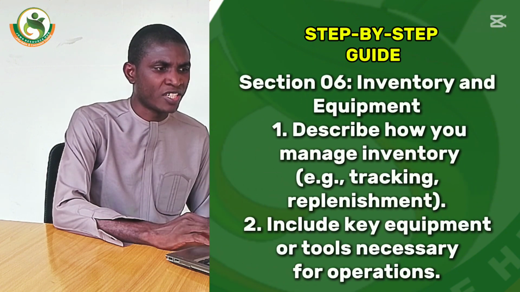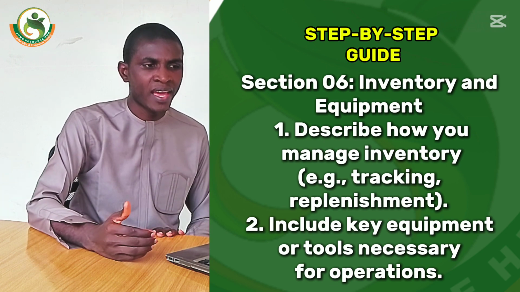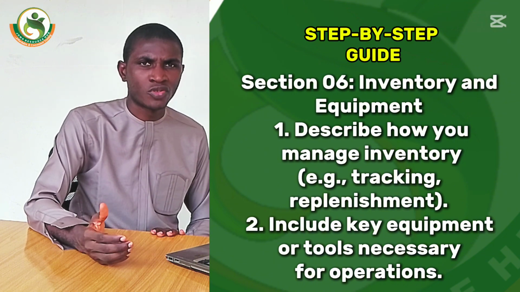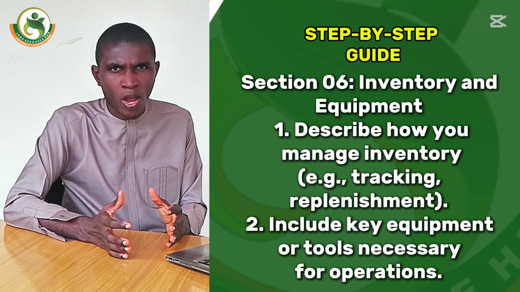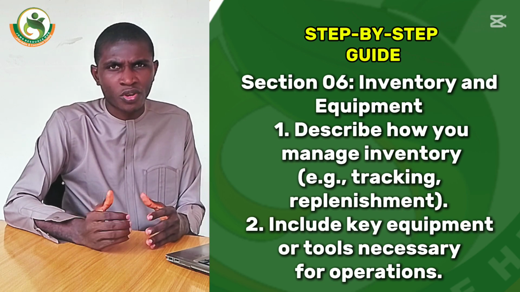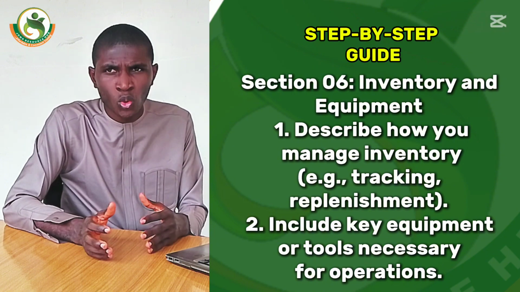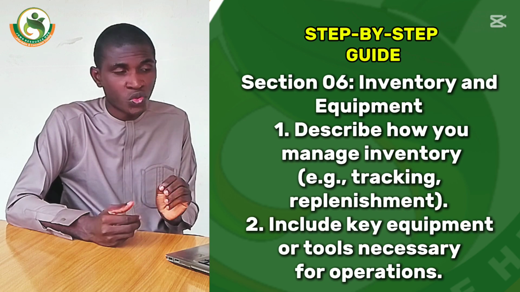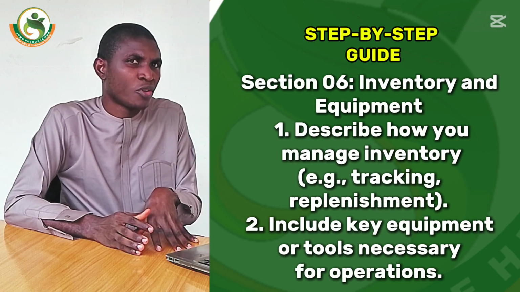Then the next is your inventory and equipment. Describe how you will manage your inventory, tracking your supply and replacing your supply. If they supply you goods, right, how are you going to track your inventories? What goes into the store? What goes into the shelf? What is sold? You need to have a system that tracks it, and you need to explain the system, the strategy you are going to use to track your inventories.